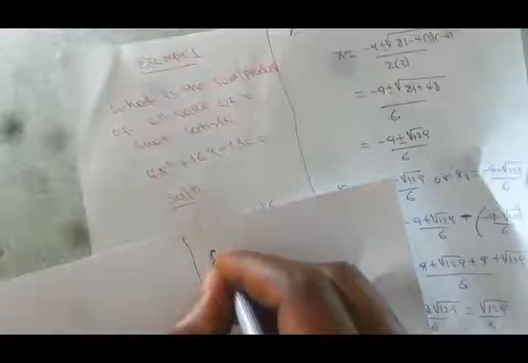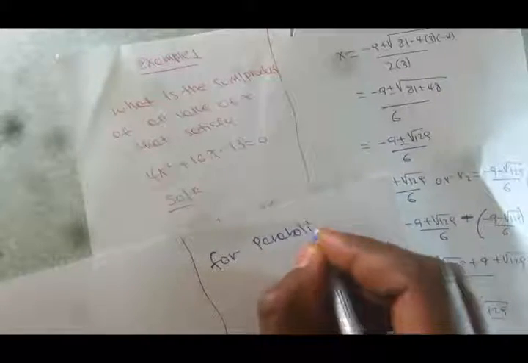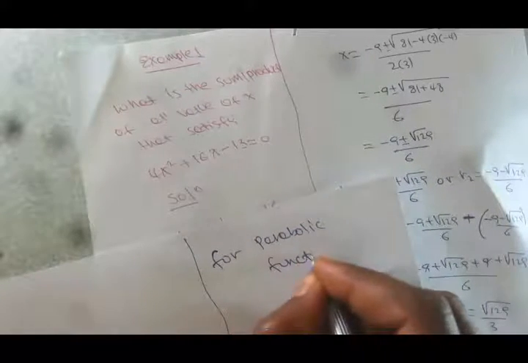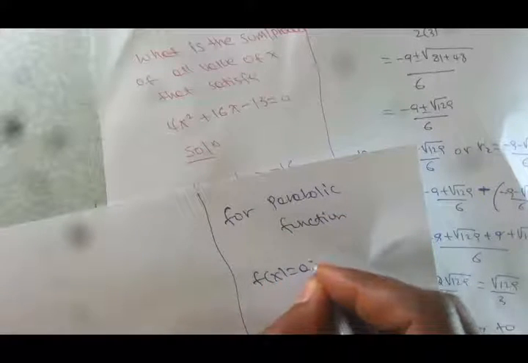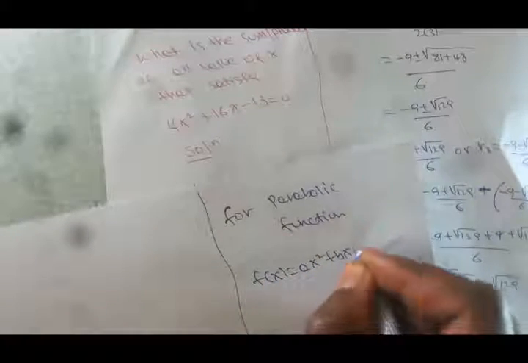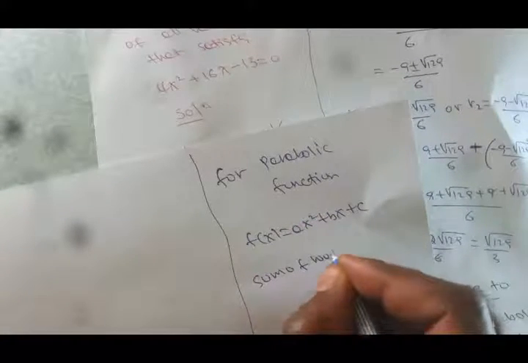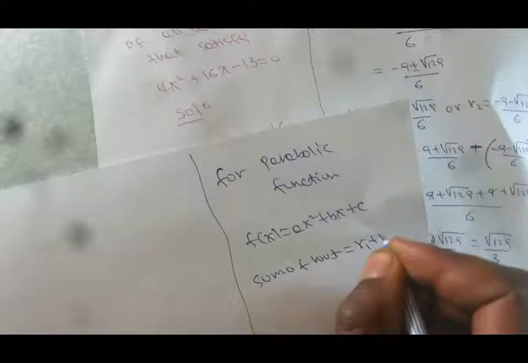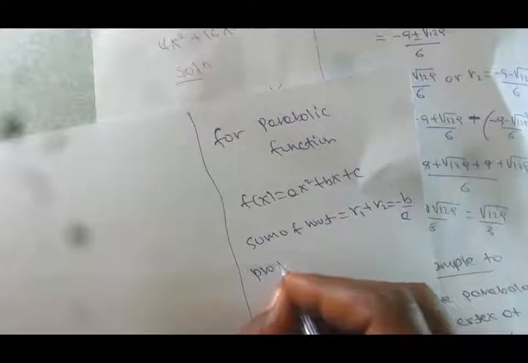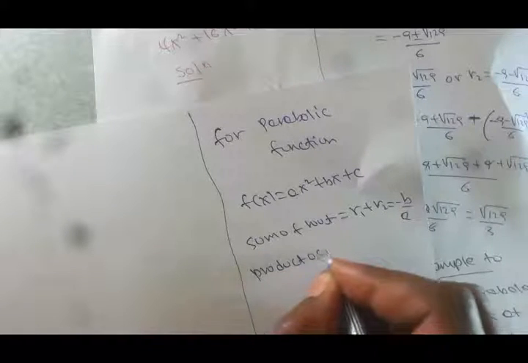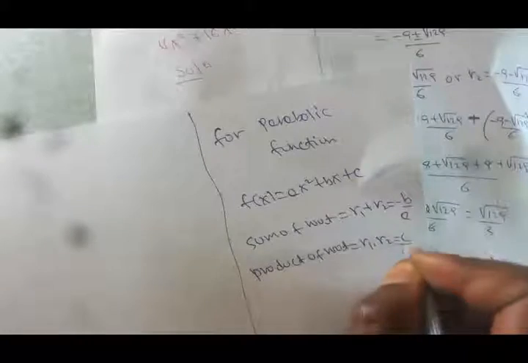And for a parabolic function having the form f of x equals ax squared plus bx plus c, the sum of the roots, r1 plus r2, is given by minus b over a, and the product of the roots, r1 times r2, is equal to c over a.